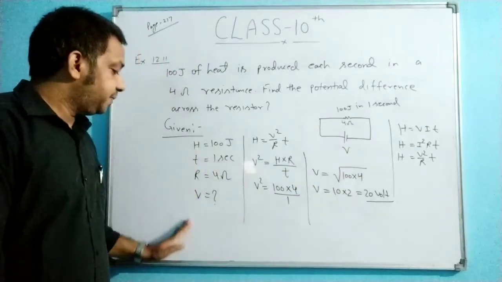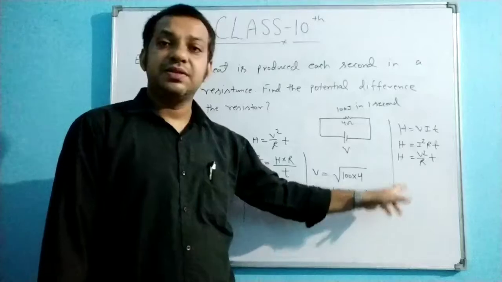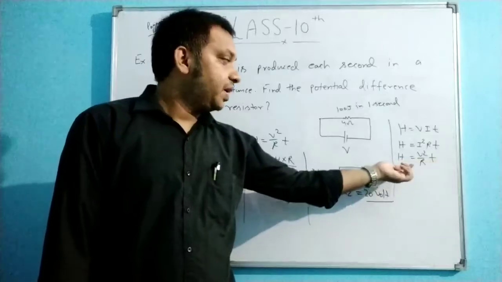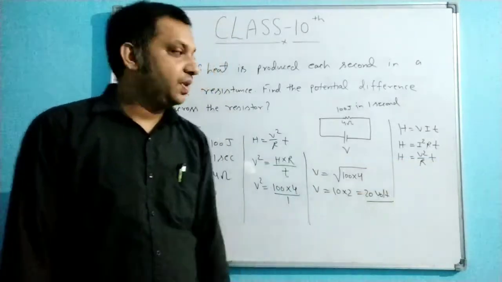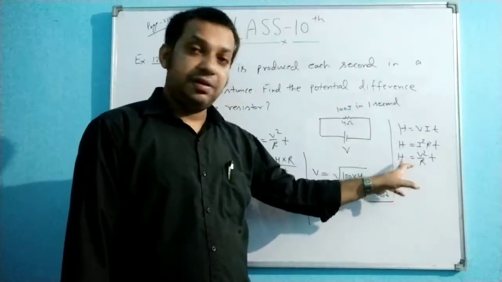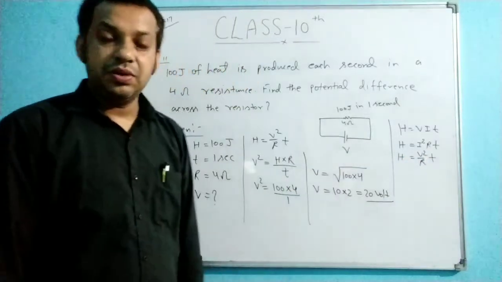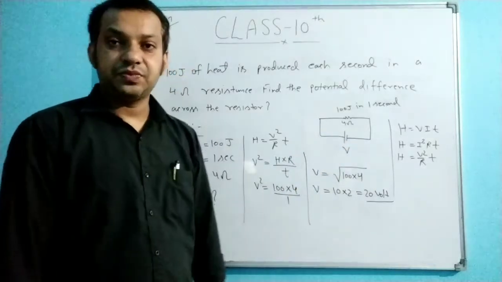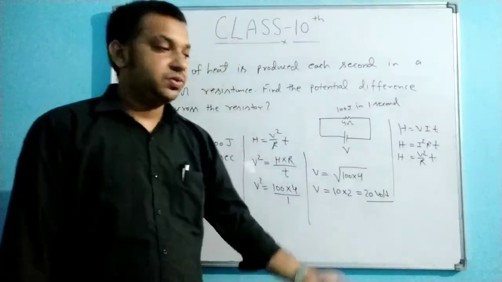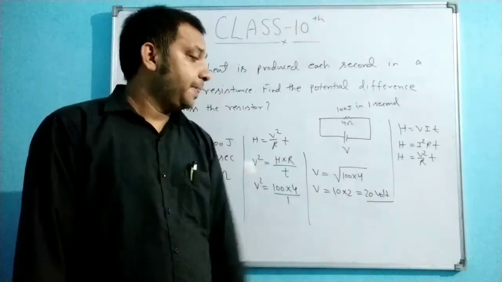So if you list all the given parameters, you know that for heat liberation, these three formulas are there: H is equal to VIT, H is equal to I square RT, and the third one is H is equal to V square upon R into T. Out of these three formulas, only the third formula fits here. In spite of the 4 variables, 3 variables are known and one, V, is unknown. So just put all the three known values and find the fourth one. By applying this formula, we have calculated the voltage, which is 20 volt.